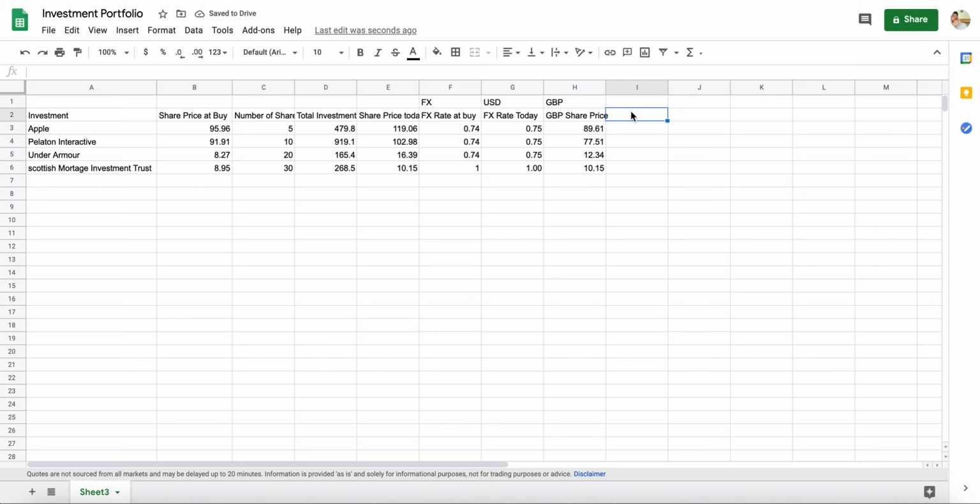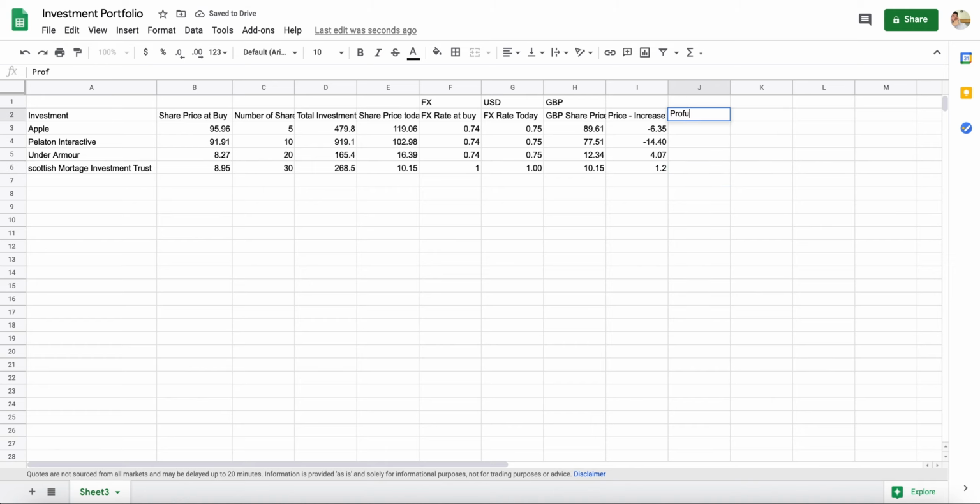Great. Now what we can do is we can also calculate the price increase or decrease. So this is today's share price, and this was the share price when we bought it. So we're down £6, and we can do the same thing for all the other investments that we guys have.